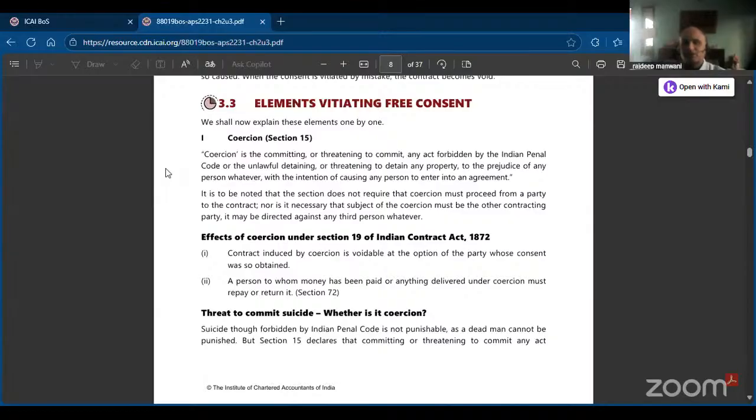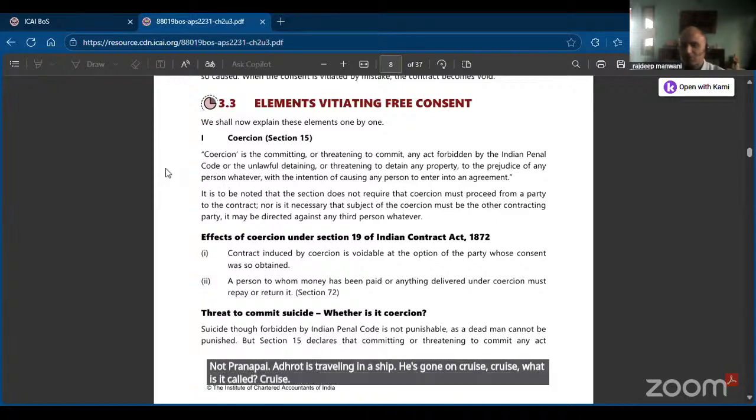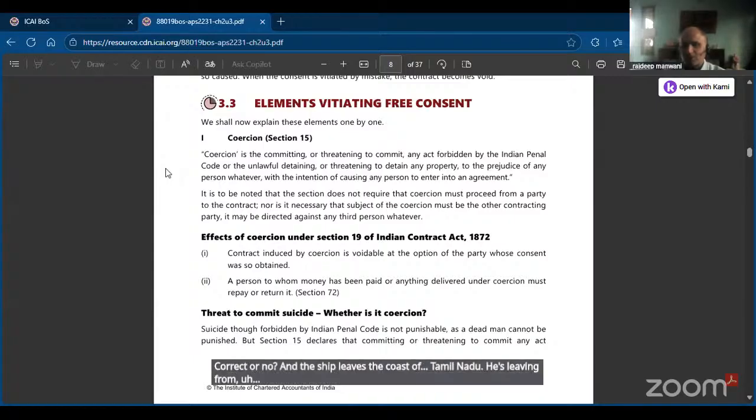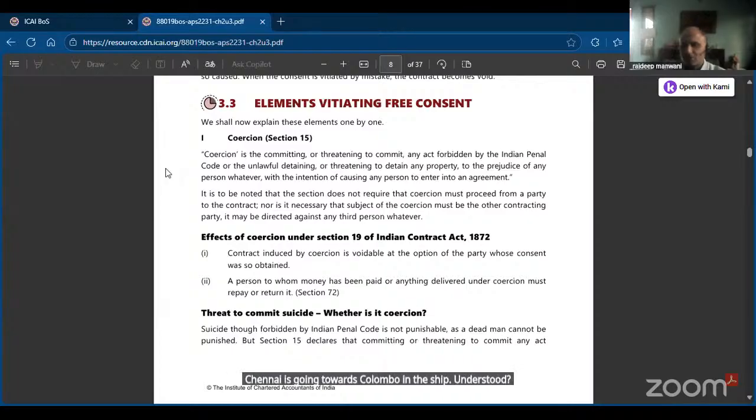Now, this is the last point in coercion because I want to finish this off. Adrut is traveling in a ship. He's gone on a cruise. He's going from India to Sri Lanka. The ship leaves the coast of Tamil Nadu. He's leaving from Chennai, going towards Colombo. In that ship, there is one more very smart person called Ramani. Hi, Ramani. How are you? Fine. So Ramani and Adrut are in the same ship. And Ramani has one fantastic diamond ring.